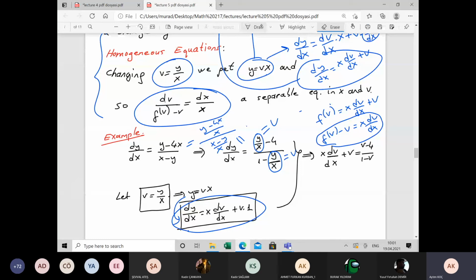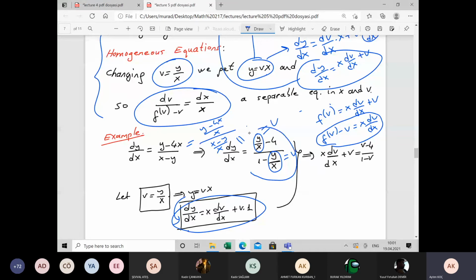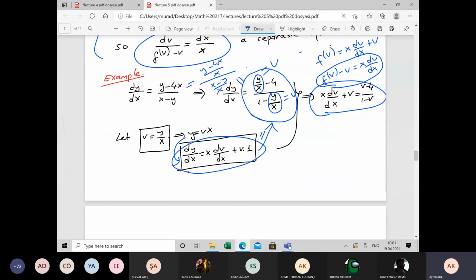Take this one, dy over dx, this one. It's okay, is equal, and also this one is equal. So we obtain x dv over dx equals v minus 4 over 1 minus v. So look at the new differential equation, this one, it's okay, and rewrite this differential equation.